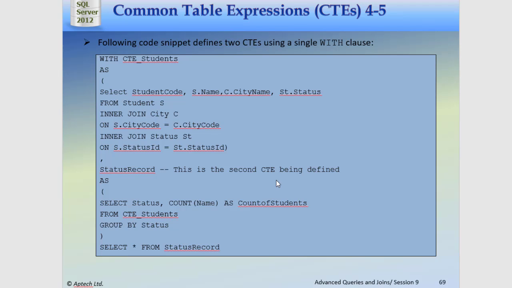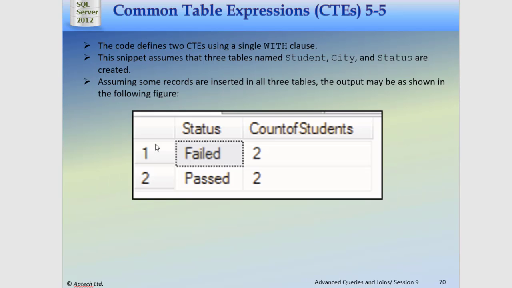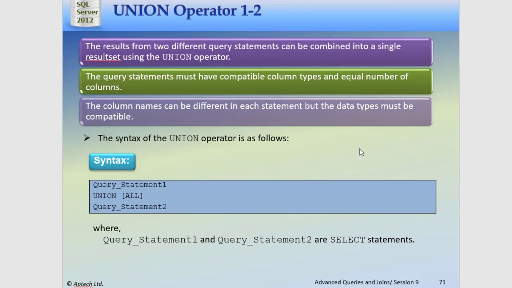Now basically what we want to do is to find out students who passed and failed. We don't have this table, so we're not going to execute this query. Assuming that some records are inserted in all the three tables, then the output may be as shown in the following figure. So we have the status of the students, and failed we have 2 students, and passed we have 2 students.